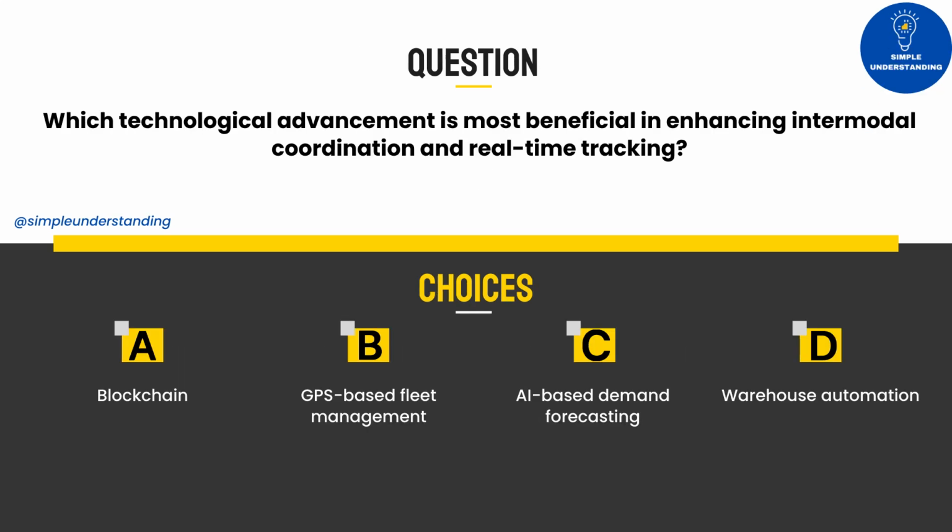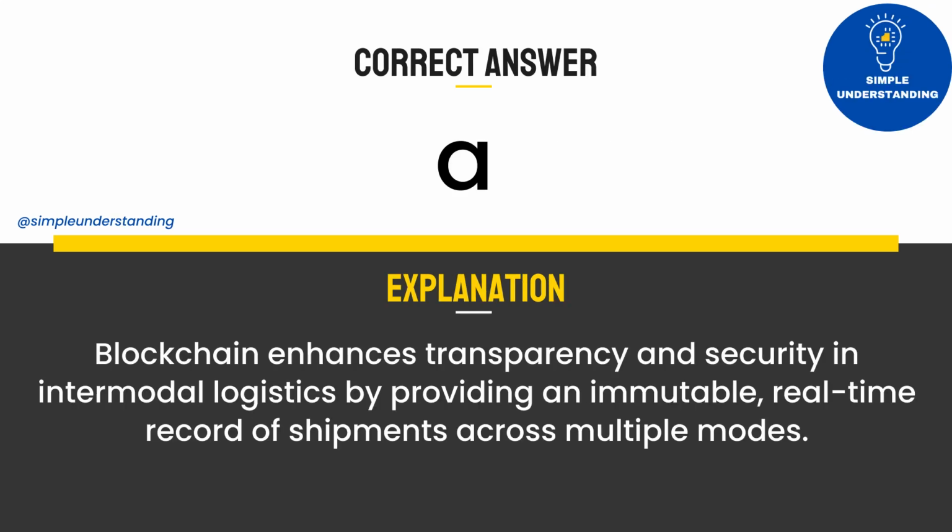3. Which technological advancement is most beneficial in enhancing intermodal coordination and real-time tracking? A. Blockchain. B. GPS-based fleet management. C. AI-based demand forecasting. D. Warehouse automation. Correct answer: A. Explanation. Blockchain enhances transparency and security in intermodal logistics by providing an immutable, real-time record of shipments across multiple modes.